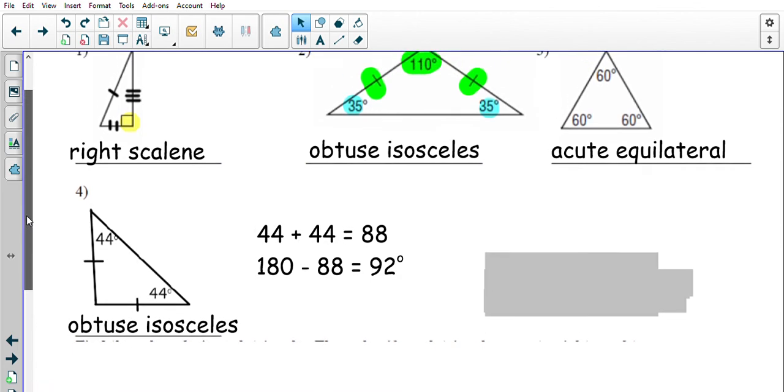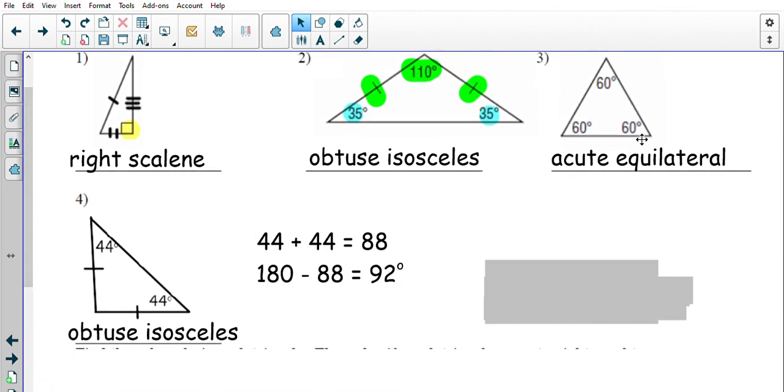So again, we never really want to guess. Even up here in number 3, all 3 side lengths look to be the same length. We don't know that, except we know that all 3 angles are the same measure, which means that all 3 sides have the same length. So we always want to do some math or use our math knowledge to help us determine either what kind of triangle it is or what the angle measures are, or side lengths are, in fact.